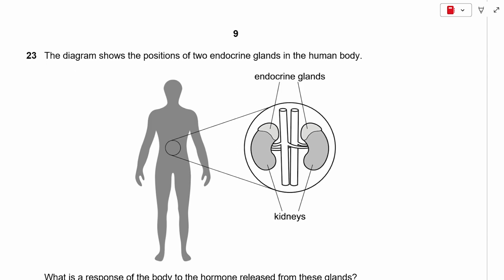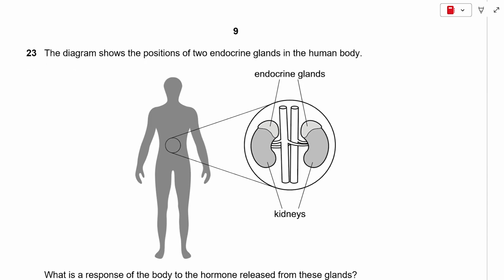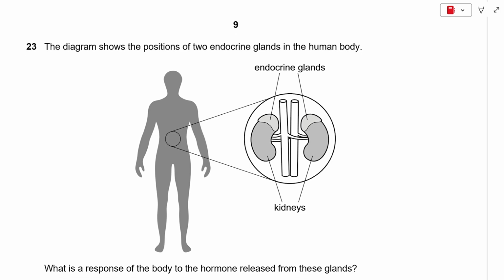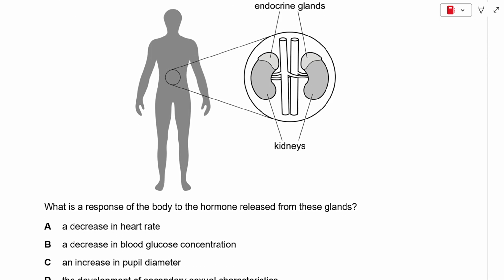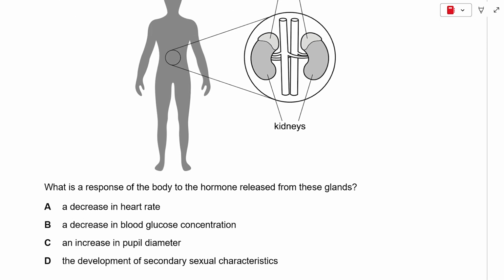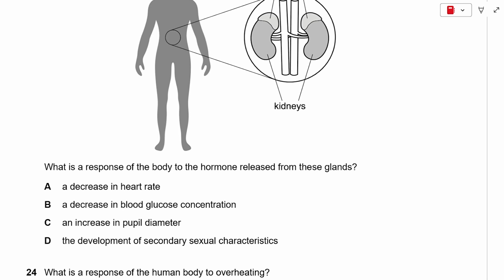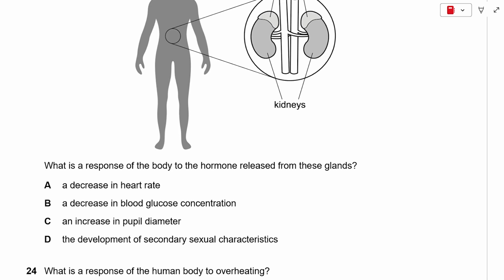Okay, number 23 says, the diagram shows the position of 2 endocrine glands in the human body. All right, these endocrine glands are found just above the kidney, so they're adrenal. Okay, what is the response of the body to the hormone released from these glands? So adrenaline is a hormone that prepares for fight or flight. So what will be the response?